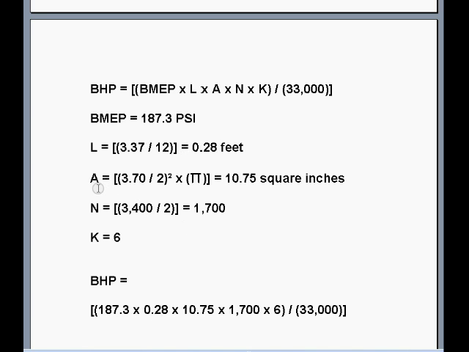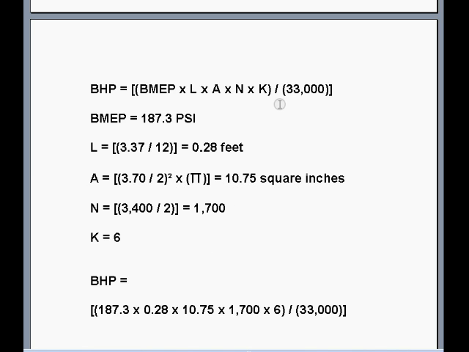Then we take the surface head area of each piston head, which is a bore of 3.7 inches divided by 2, which equals radius, then square times pi. So we have a piston head surface area of 10.75 square inches.